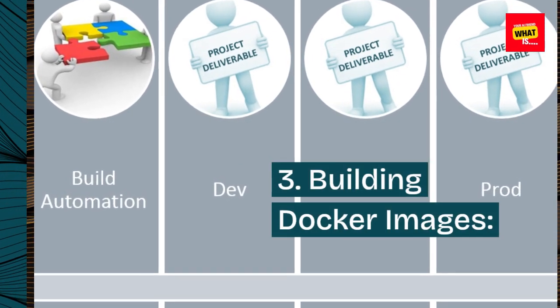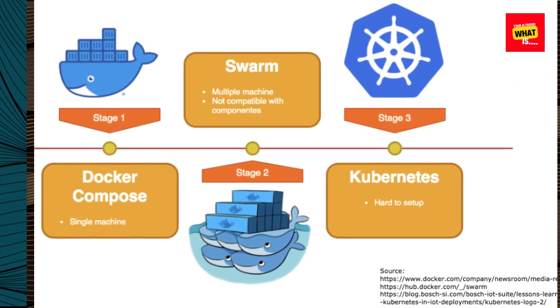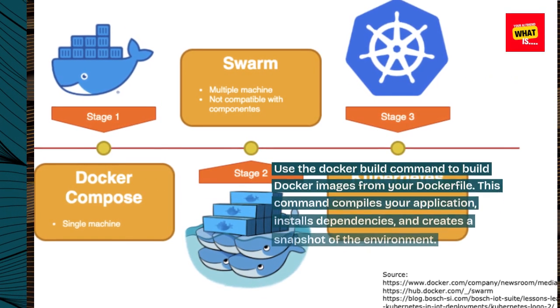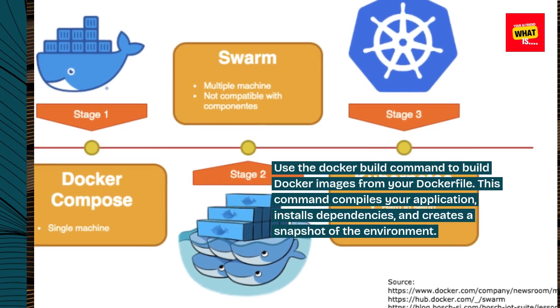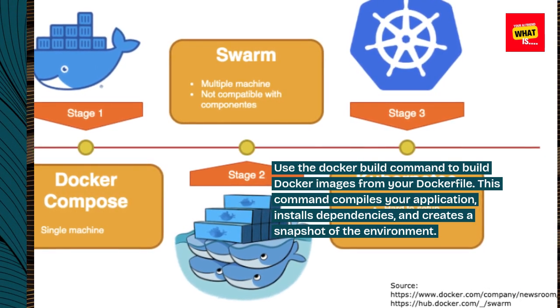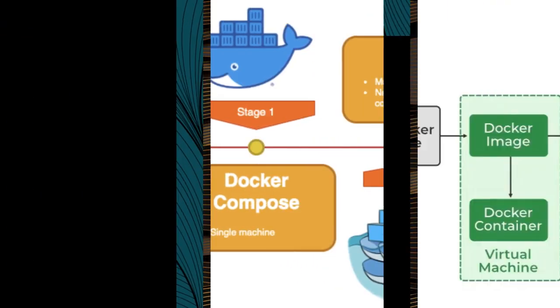3. Building Docker images. Use the docker build command to build Docker images from your Dockerfile. This command compiles your application, installs dependencies, and creates a snapshot of the environment.